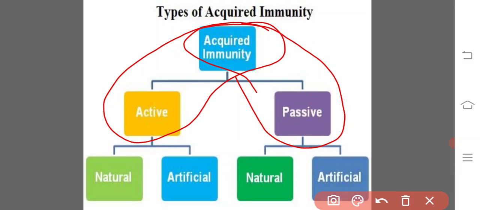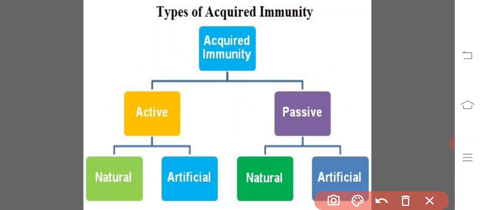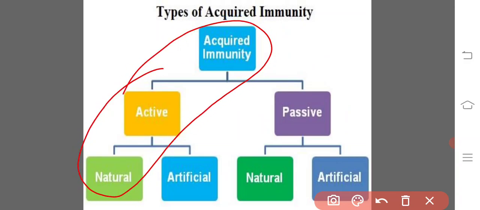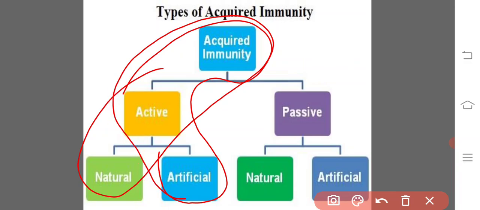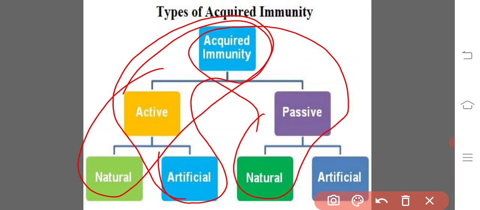And again, active immunity is divided into two types: natural active acquired immunity and artificial active acquired immunity. In the same way, passive immunity is also classified into two types: natural passive acquired immunity and artificial passive acquired immunity. So both the active and passive immunities get classified into natural and artificial ones.